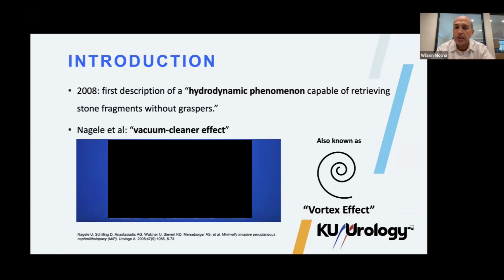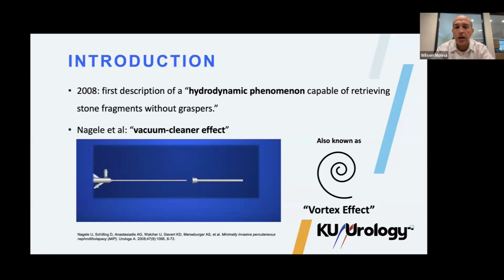So I talked to my team in the lab and we tried to further understand why what we call the vacuum cleaner effect or the vortex effect works. That's how we developed a system and a model in our lab, to try to understand it better.